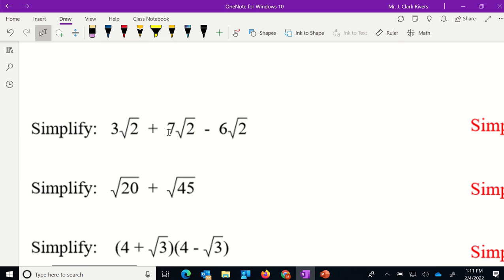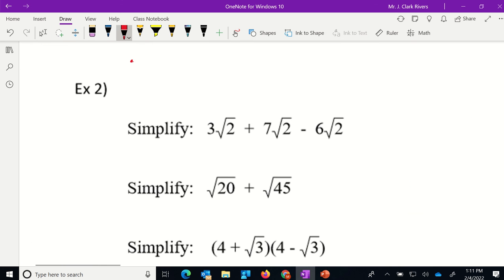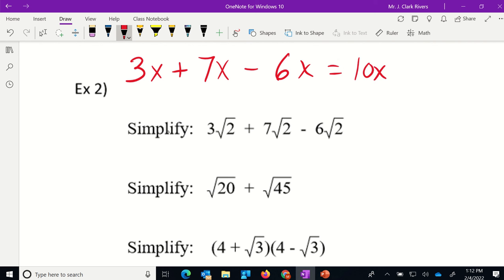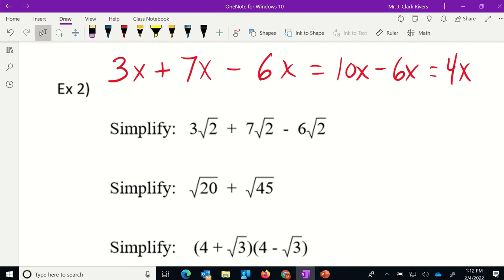Let's take a look at this one. So if we had the problem 3x plus 7x minus 6x, well, 3x plus 7x is 10x, minus 6x gives us 4x. Everybody's good on that, I think, right? It's the same idea here.